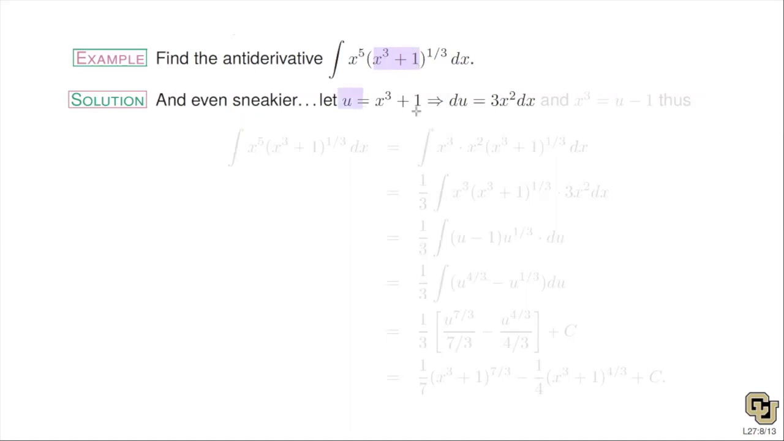So I say let u equal to x cubed plus 1. Do I know that this is going to work? I don't. This is trial and error. This may not work. After all this work, we might work it out, get to the end and not be able to do the integral. And then I'd have to go back and start over again.